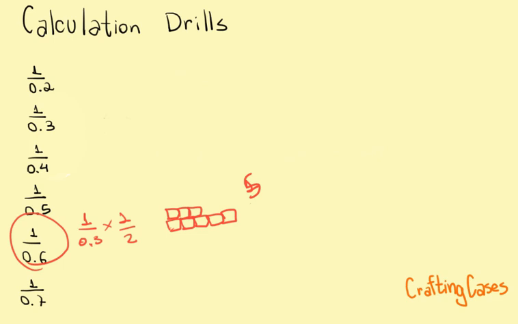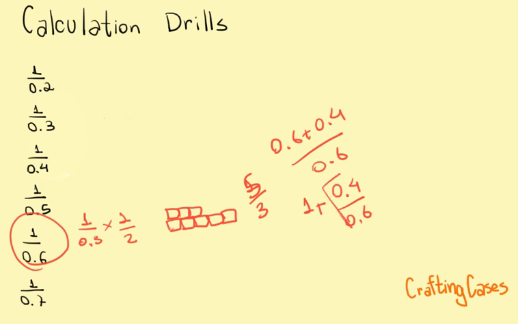And we're gonna get to 5 over 3, 5/3. We can also look at this as 1 plus 0.4 over 0.6, because we're dividing 1 into 0.6 plus 0.4. So 0.6 plus 0.4 over 0.6. And this is clearly 2/3. So 1 plus 67%, or 1.67. Okay, let's move on to the next one.